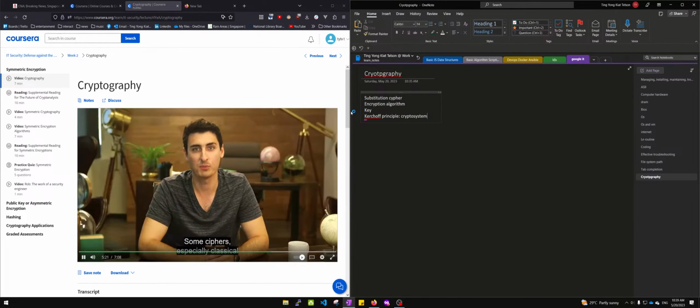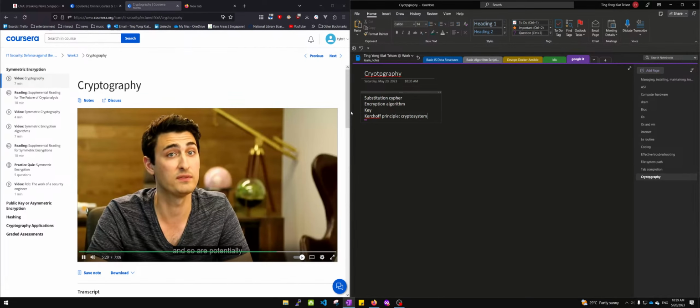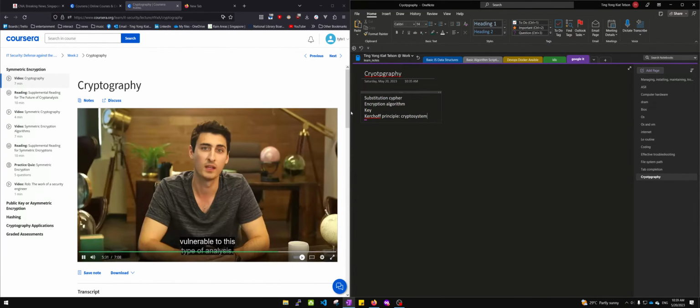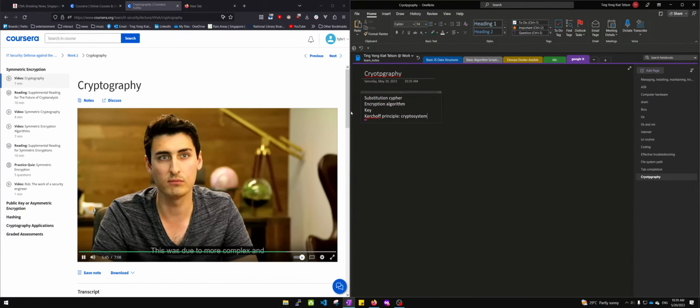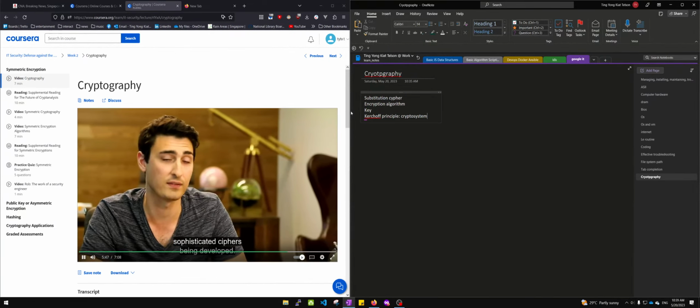Some ciphers, especially classical transposition and substitution ciphers, preserve the relative frequency of letters in the plaintext, and so are potentially vulnerable to this type of analysis. During World War I and World War II, cryptography and cryptanalysis played an increasingly important role. There was a shift away from linguistics and frequency analysis and a move towards more mathematical-based analysis. This was due to more complex and sophisticated ciphers being developed.